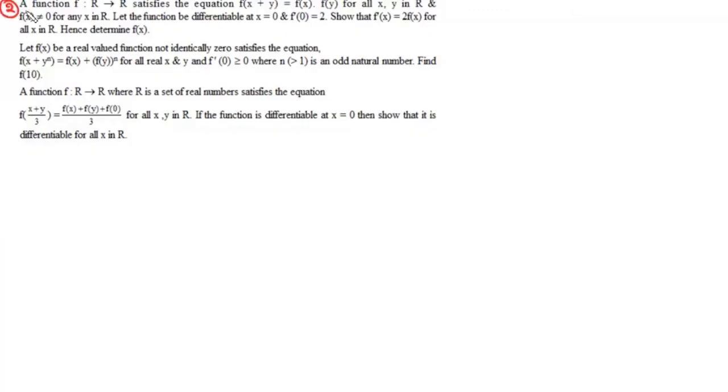Now the second question is, we are given this function f from R to R defined by this equation f(x plus y) equals f(x) into f(y), and it says the function is differentiable at x equals 0 and f'(0) is 2. Now show that f'(x) equals 2f(x) for all x belongs to R, and hence determine f(x).